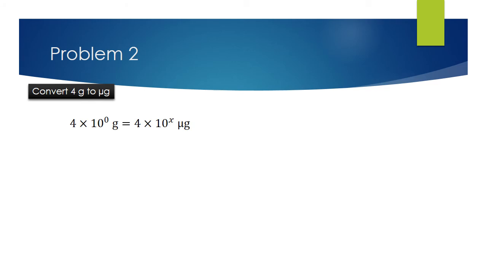Again, write it out as an equation. The number we're given is not in scientific notation, so we need to write it as such. 4 is already between 1 and 10, so there's no need to move the decimal point. We indicate that as 4 times 10 to the 0.